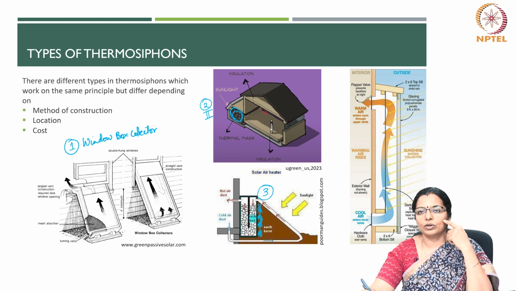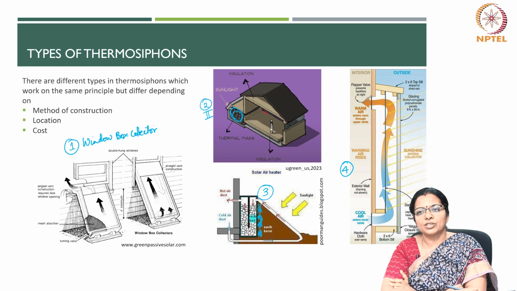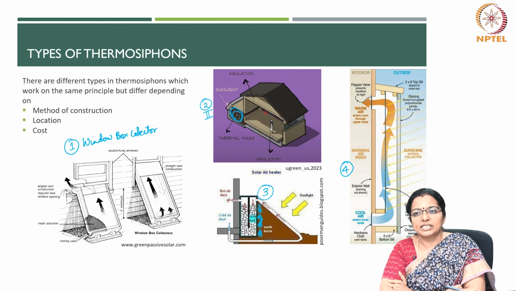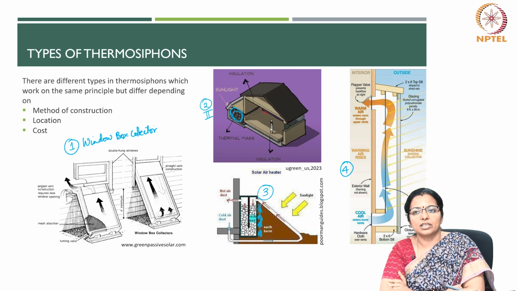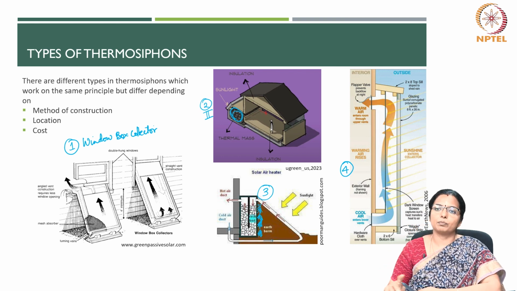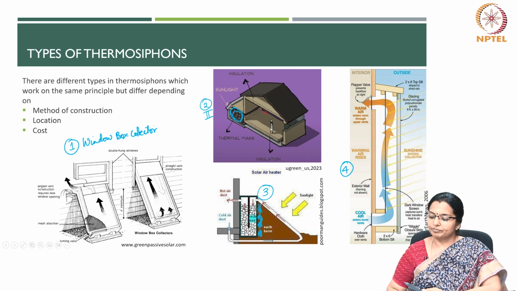And then the fourth is the wall solar air collector. This type can be installed on an equator facing blank wall of any building during construction or as a later addition. It does not take up much space and is relatively cheaper as compared to the other types.